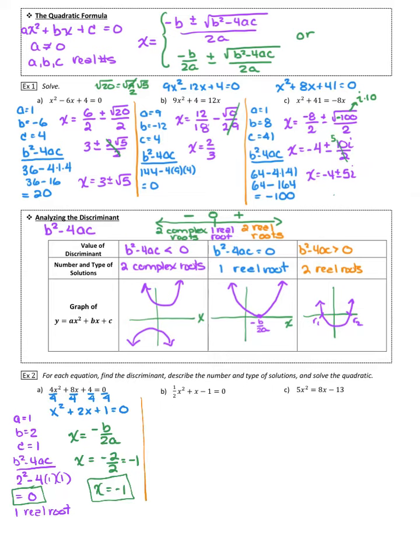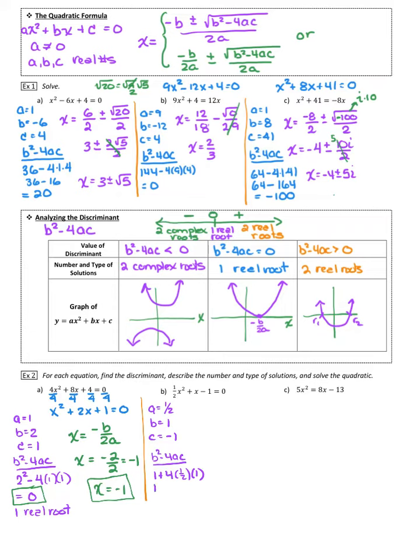Okay, let's try this next one. We have a is 1/2, b is 1, c is a negative 1. So b squared minus 4ac is going to be 1 minus 4 times 1/2 times a negative 1. That negative 1 is going to make this positive. So I always like to immediately put that negative there so I don't forget to change the sign.